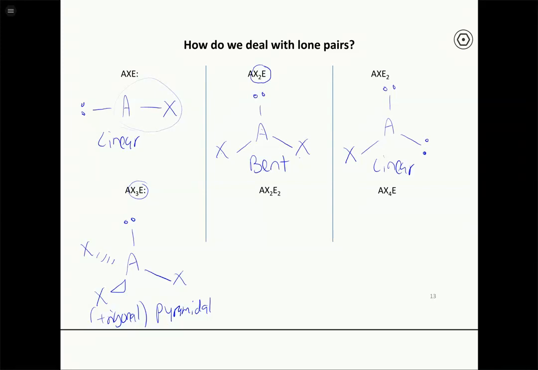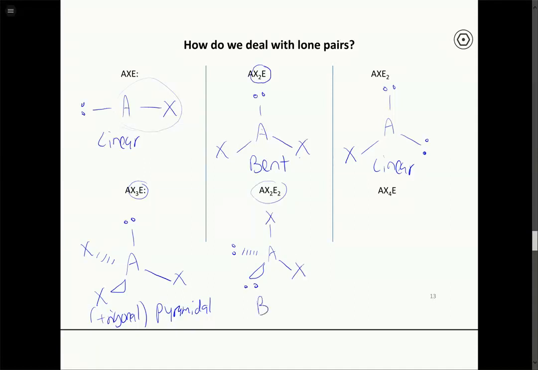If we go to a bent, sorry, I gave this one away. AX2E2 is going to be another bent geometry. So in this case, we still have 4 total electron groups. 2 of them are lone pairs. All the lone pair positions are equivalent in a tetrahedral arrangement. And again, we have very clearly not a 180 degree bond angle, but closer to 109.5, so we also call this bent. So there are 2 bent geometries, AX2E and AX2E2. Qualitatively, they're both the same, but you would expect them to have different bond angles.